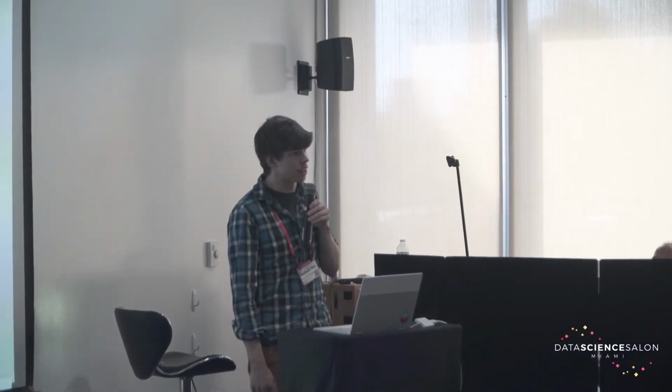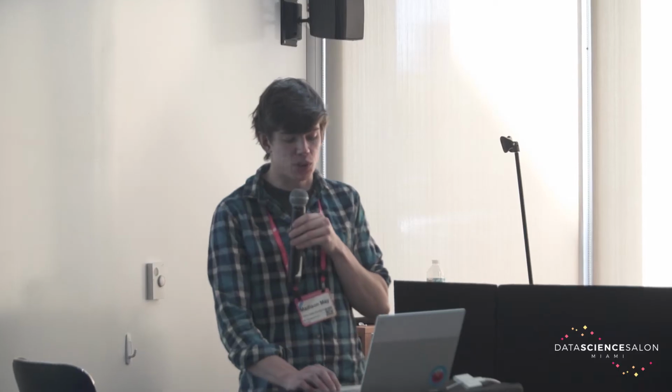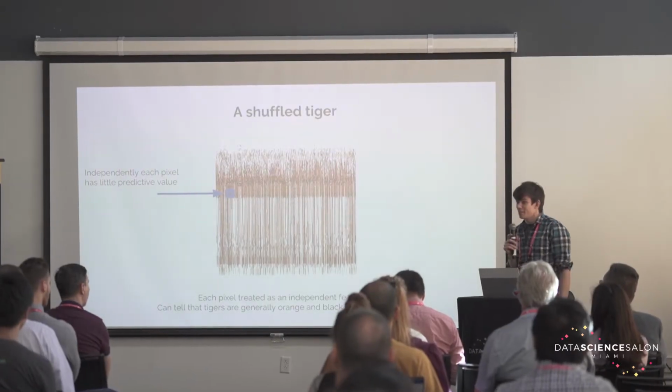This is just a picture of a tiger. It's actually also an analogy. So we're going to talk about the way in which you understand what a tiger is. One potential way you might represent what makes up a tiger is as its pixels. So we have our shuffled tiger on the screen, and each pixel is independently predictive of whether or not this image constitutes a tiger. Because you can look at this pixel right here, highlighted in blue, and say, hey, it's orange. Maybe this is a tiger.